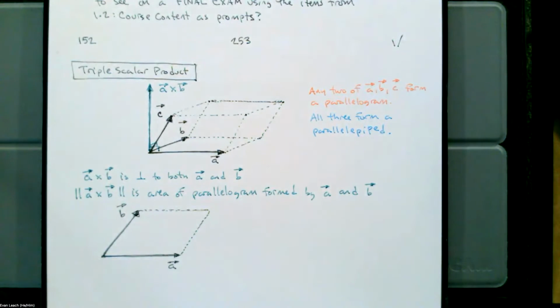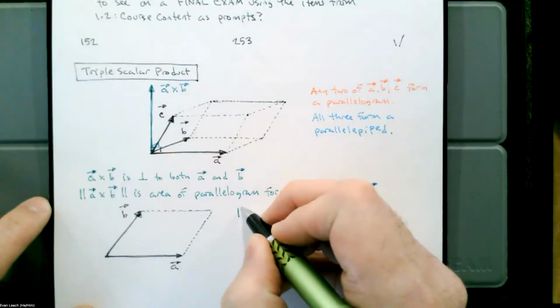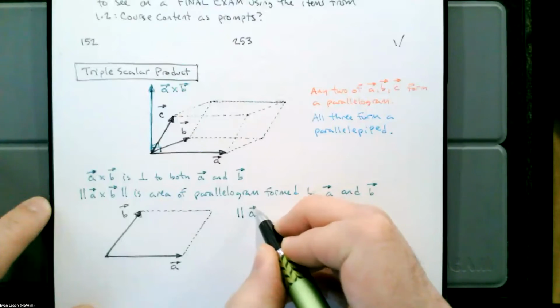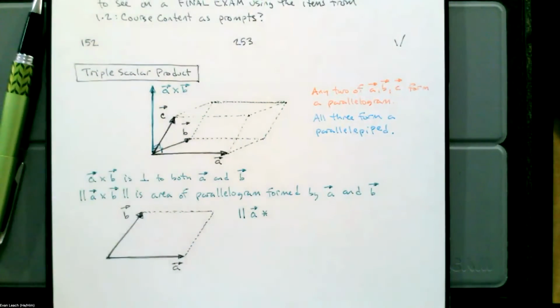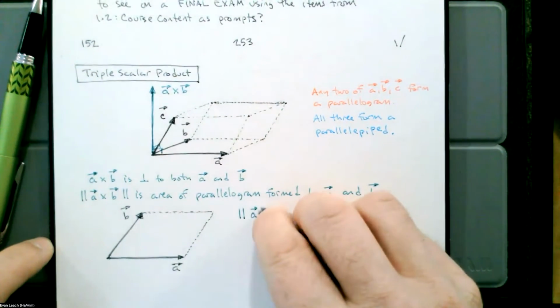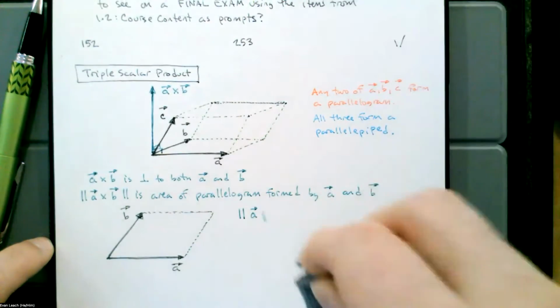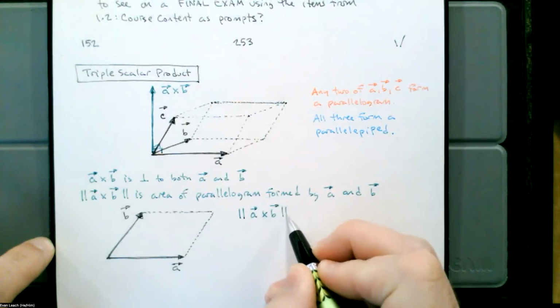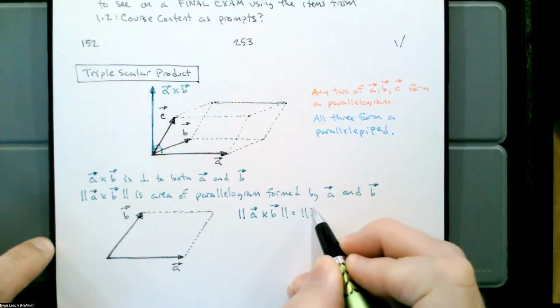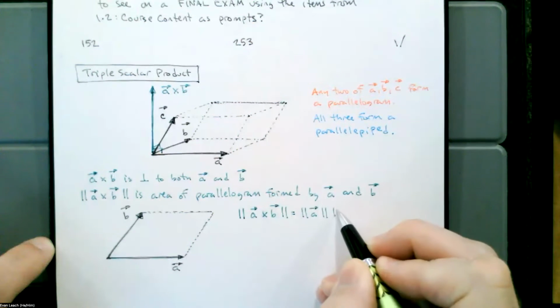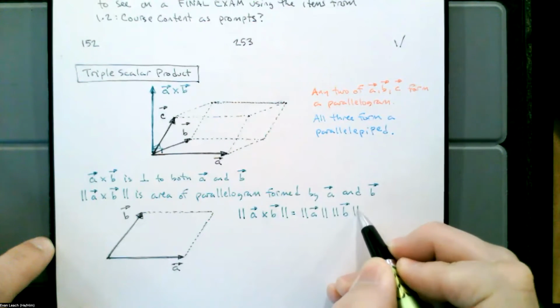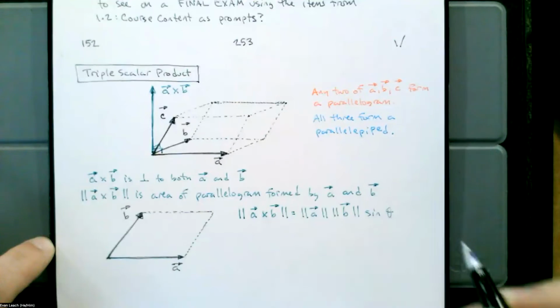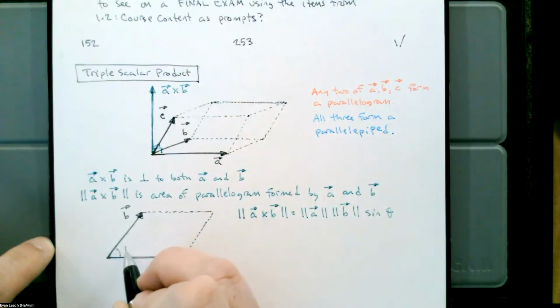So the other thing that we know about the magnitude of A cross B is that it is the magnitude of A times the magnitude of B times the sine of the angle between them. So here'd be theta.